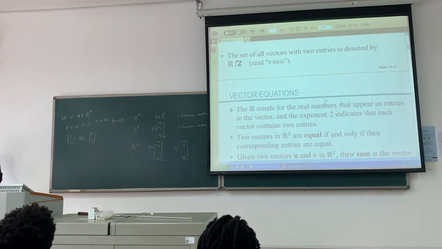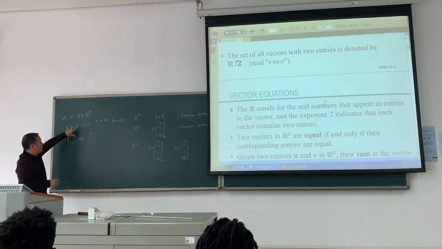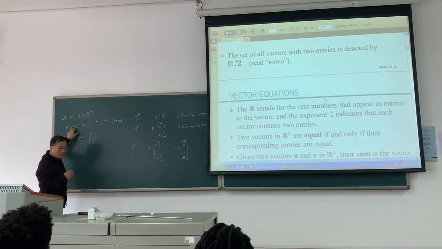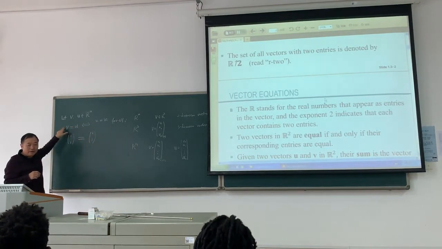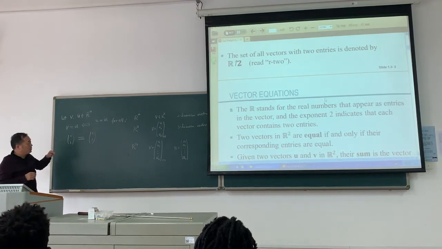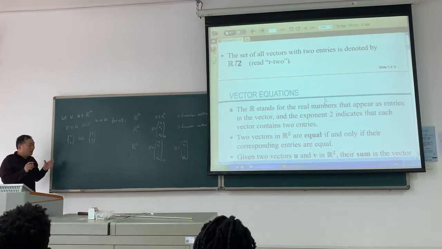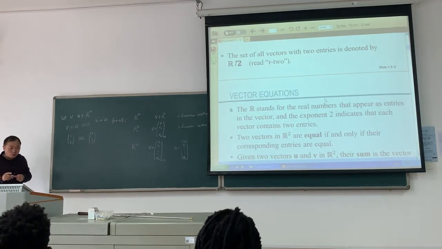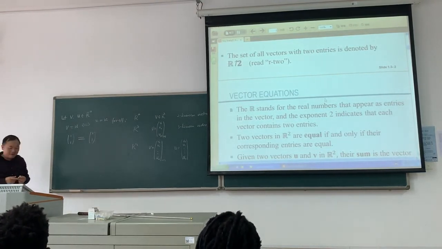One vector equals another vector. This means all components are equal to each other. So here U1 equals V1, U2 equals V2, and so on. In this case we say U is equal to V. Okay.